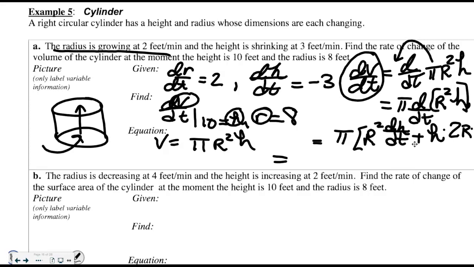All right, so pi is a constant. Our radius, we're going to stop this machine when the radius was 8. Okay, so I do 8 squared times my dh dt, which was given as a -3 because it was being shrunk. My h, I'm stopping when h is 10. 2 is a constant. R was 8. And dr dt was 2.